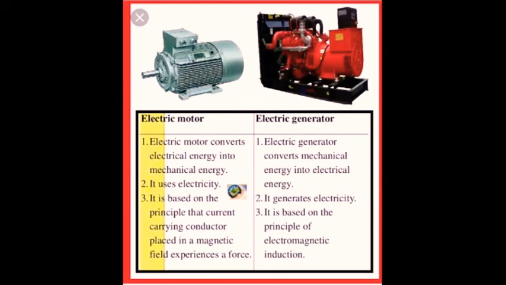An electric motor is a device which converts electrical energy into mechanical energy. But an electric generator is a device which is used to convert mechanical energy into electrical energy. In a motor we provide electricity as input, and it provides us mechanical energy as output. But in a generator we provide mechanical energy or mechanical force, and as a result it provides us electricity as output.